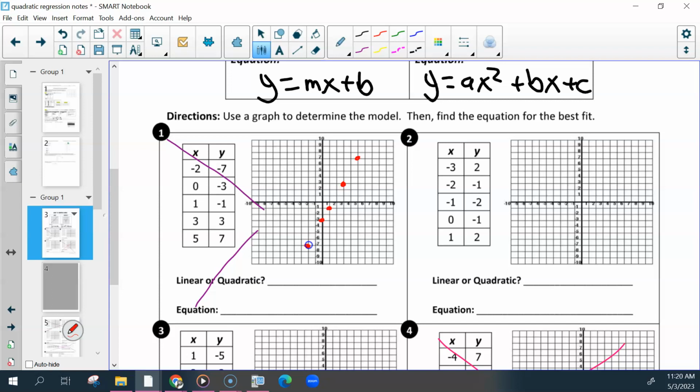As you are looking at the graph, does this look linear or quadratic? Linear, it's a line. Even if you didn't graph that to figure that out, you could also look at your table. Your x values are going up, your y values are also going up. That should tell you either way this is going to be a linear function.